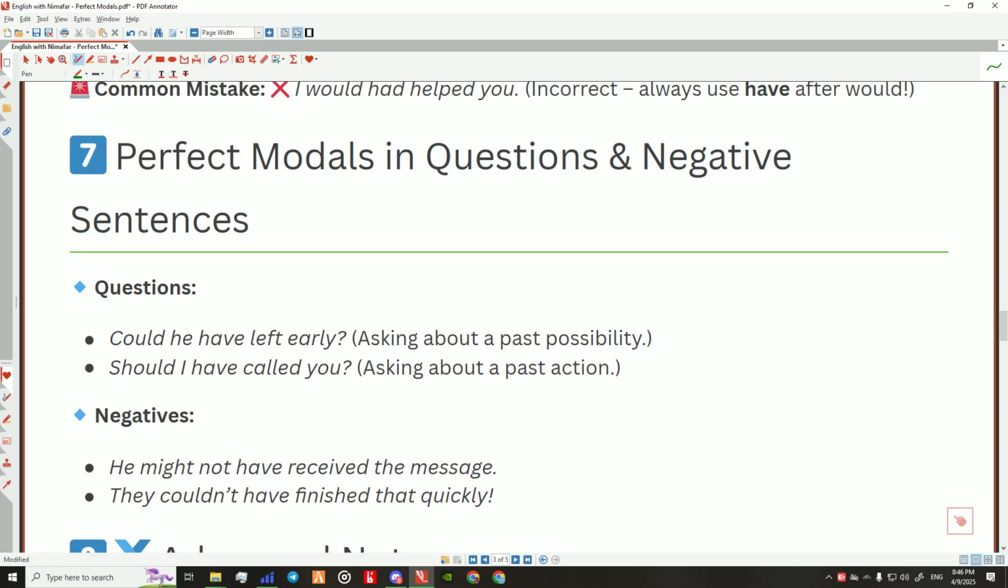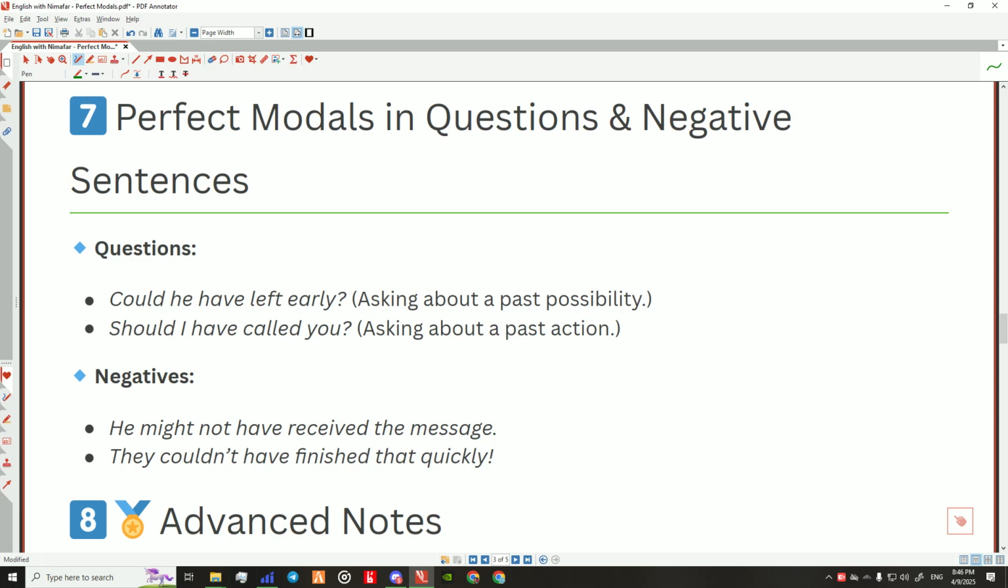So, could he have left early? You're asking about a past possibility. You want to know about this. Could he have left early? What do you think? I don't know. For example, she didn't call me. Oh, yeah. Well, what do you think? Should I have called you? Of course. You should have called me. You can always talk to me, for example. Should I have called you? Should she? Something like this.